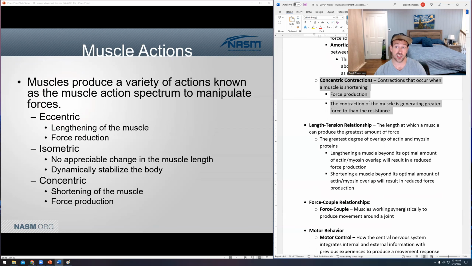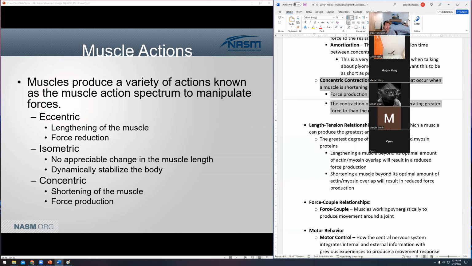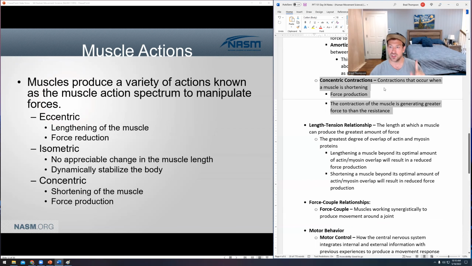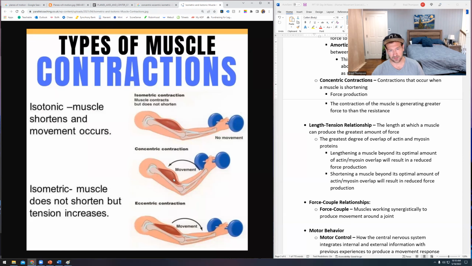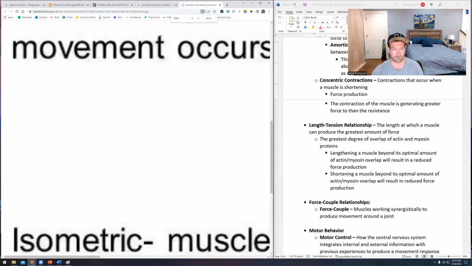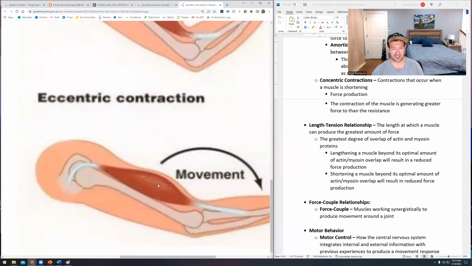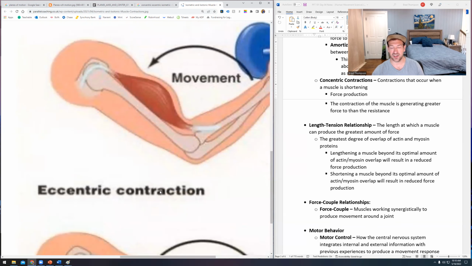So when the muscle is shortening, that's probably what you think of. When you think of a muscle contracting, you're probably thinking of when the muscle is short. And generally that's how I describe it too. When I'm talking to my clients, I'm like, contract your muscle. I mean, you know, pull it. But technically there are three types of contractions. Concentric contractions are contractions that occur when the muscle is shortening. So we can see the picture here, right? See how the muscle's all bunched up? That compared to this, where it's pulled apart, that's a concentric contraction.